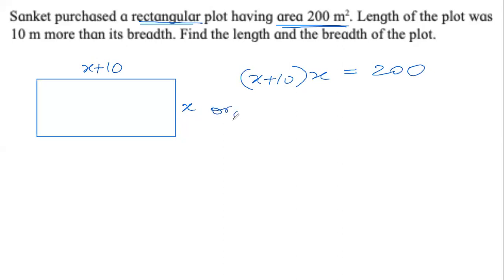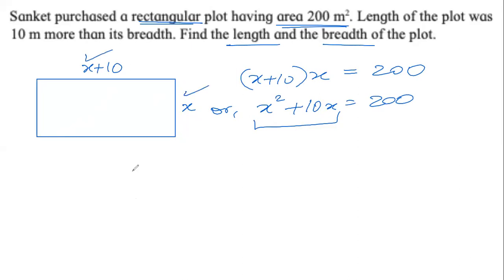Now using algebra, x into x is x square, x into 10 is 10x, equals 200. This is a quadratic equation. Why? Because the polynomial that we have is a quadratic polynomial. So if we have to find the length and the breadth, what do we have to find? We have to find the value of x. This is what we will learn in this chapter.